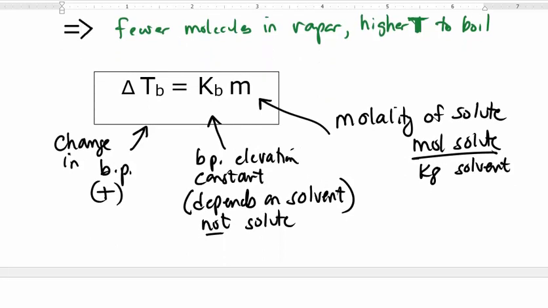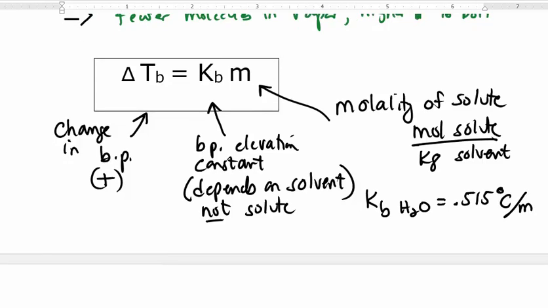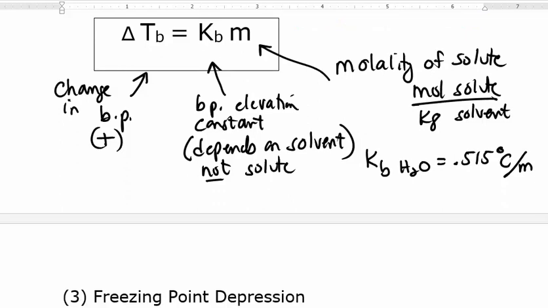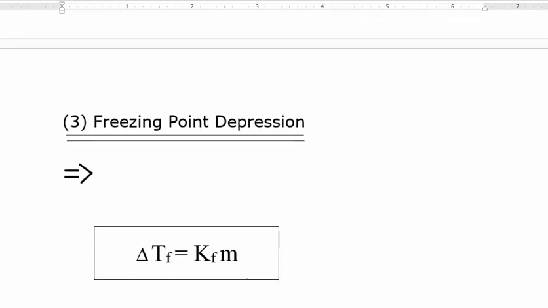This boiling point elevation constant for water, which is probably one of the more common solvents, so I'm going to list it, is 0.515 degrees C per molal. That expression looks very, very similar to the one for freezing point depression.